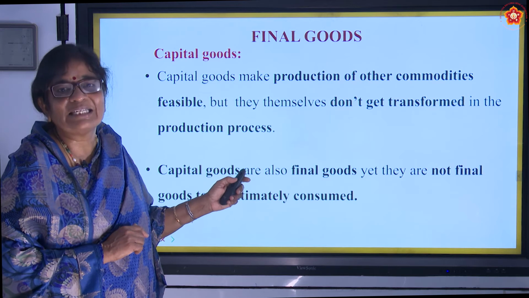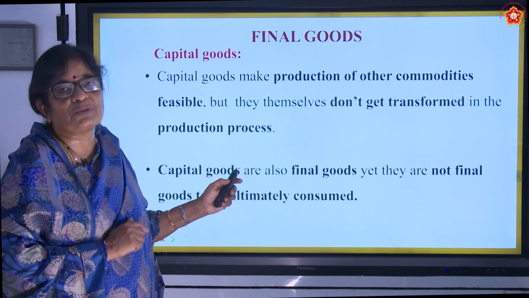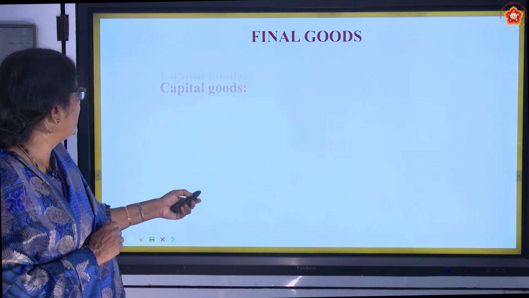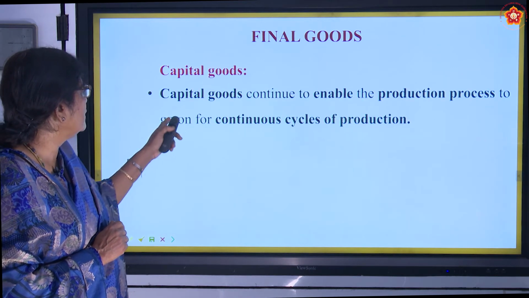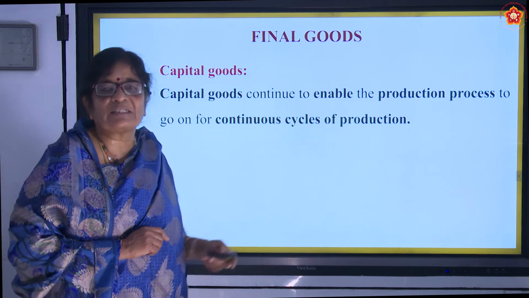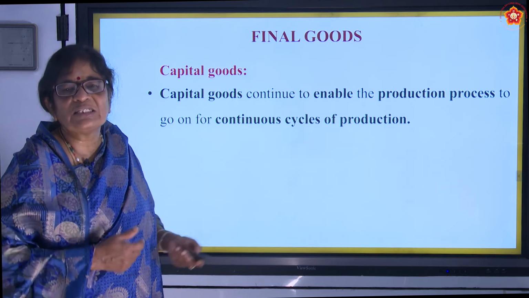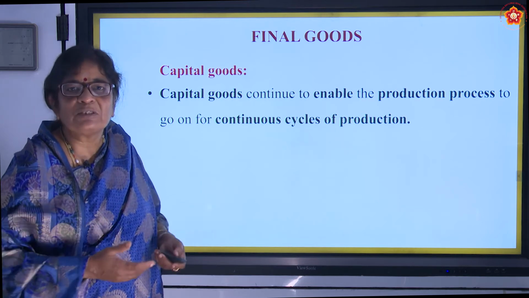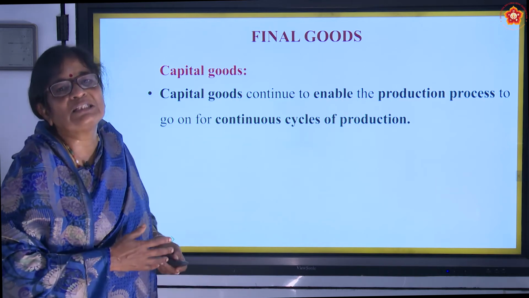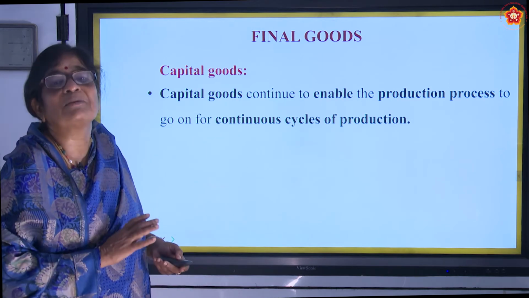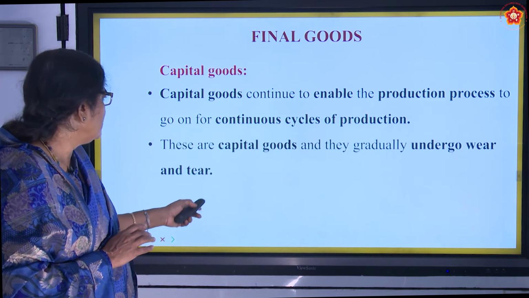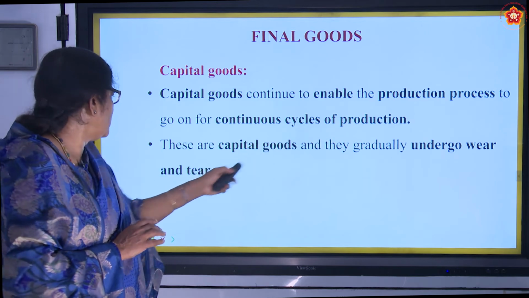But there will be wear and tear, but no ultimate consumption, and they still support production without getting transformed. Another feature of capital goods is that they enable the continuous cycle of production. That means the 2018 batch of students, 16 batch, 15 batch, 14 batch, so many batches have gone out of our institution using our buildings in the educational institution, but the buildings remain the same, with some damages, wear and tear. And these are goods that gradually undergo wear and tear.